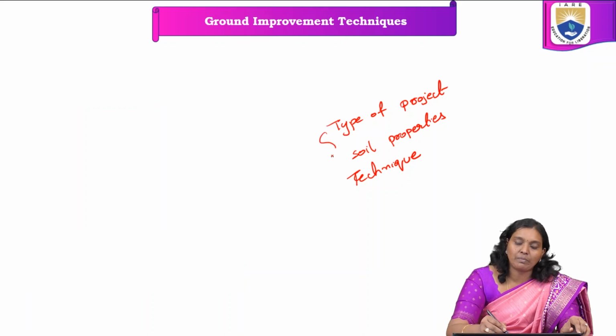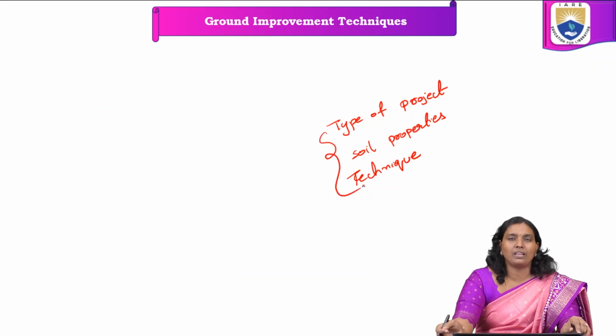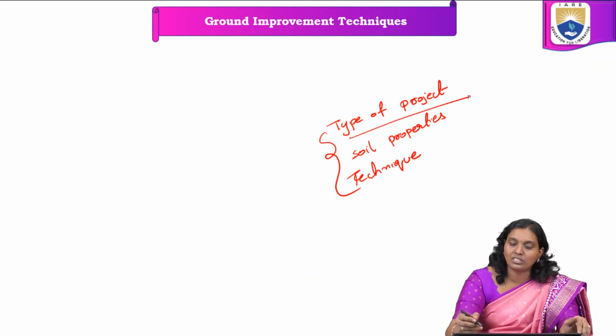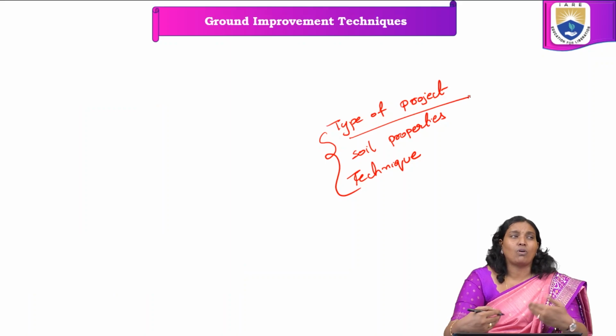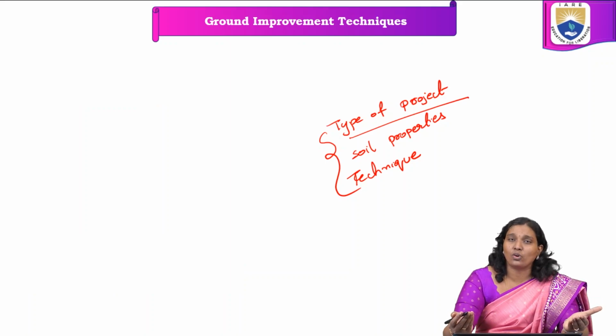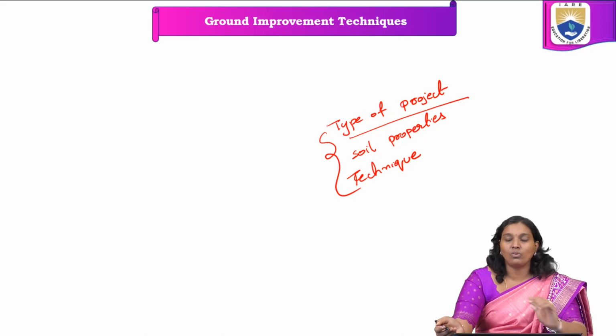These three are the major parameters we have to keep in mind for any kind of project when we are considering ground improvement points of view. These are the three characteristics we have to understand: what type of project, where we are using it, and what kind of facilities are required for that particular project.